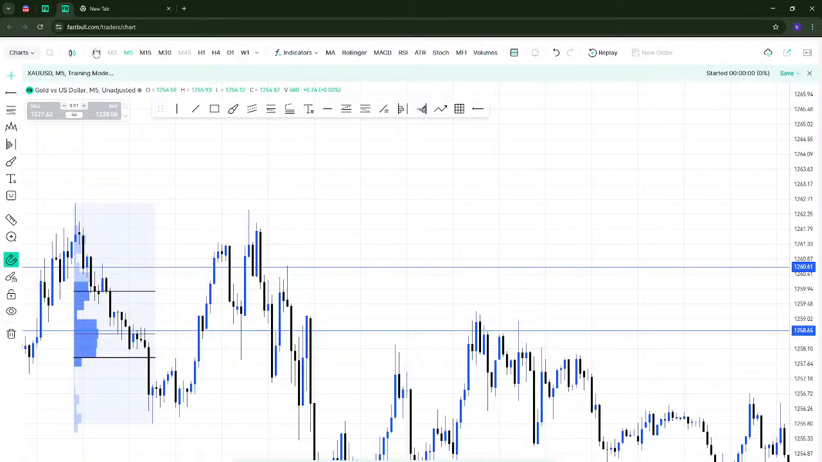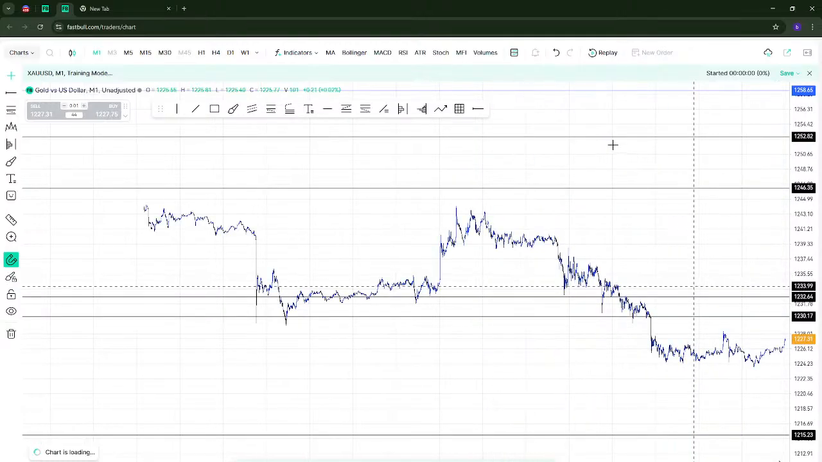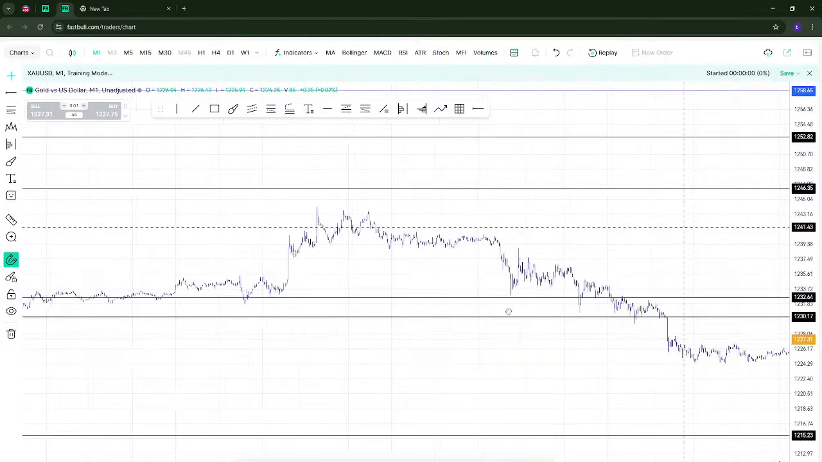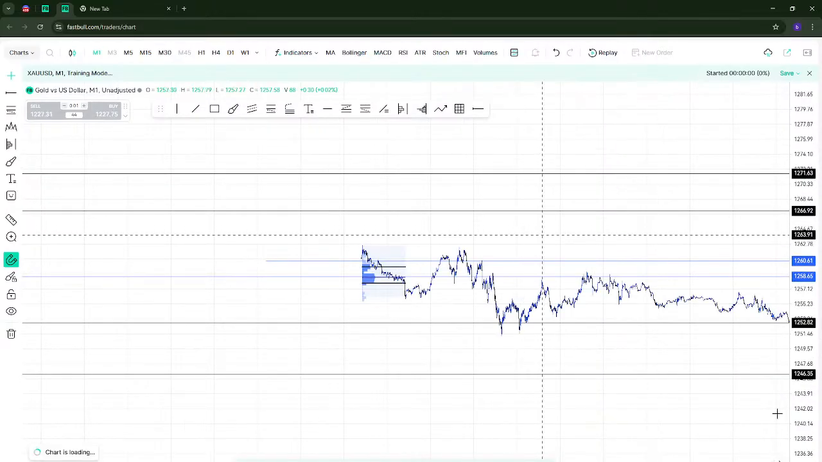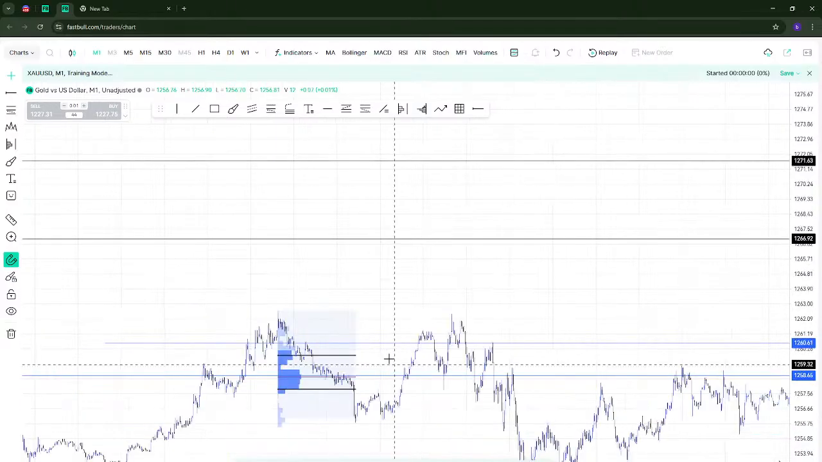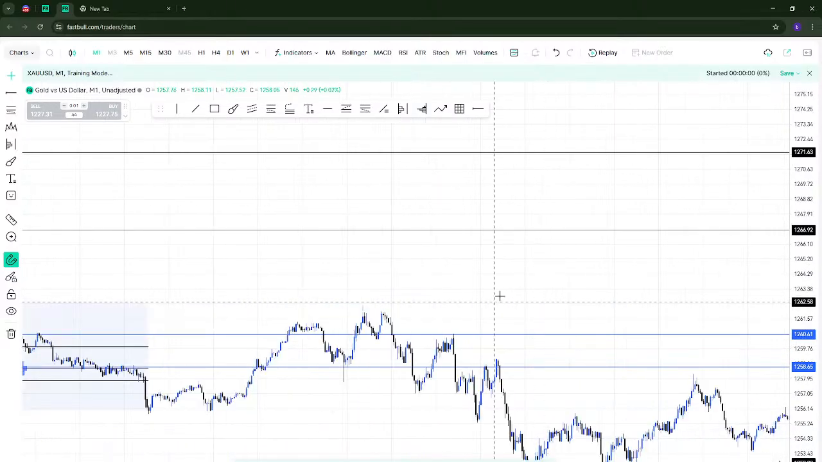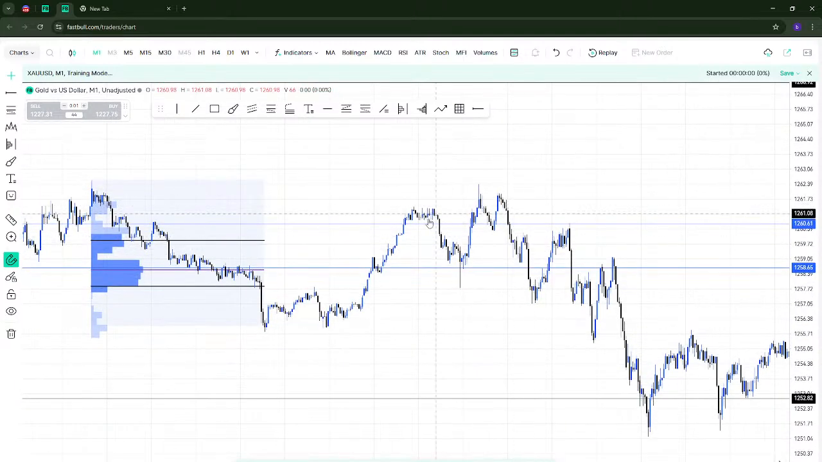We traded this one. So now let's see where the entry was. This is it, guys. Sorry. So you can see we came and liquidated.